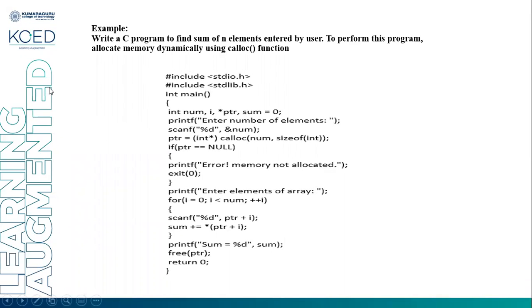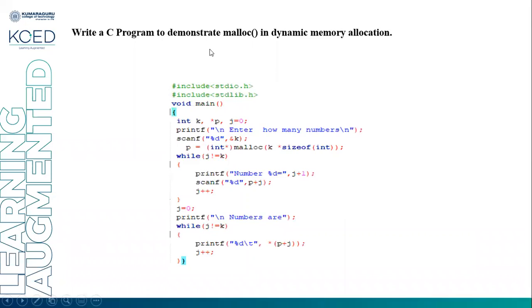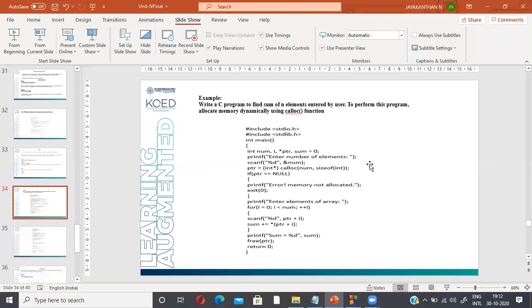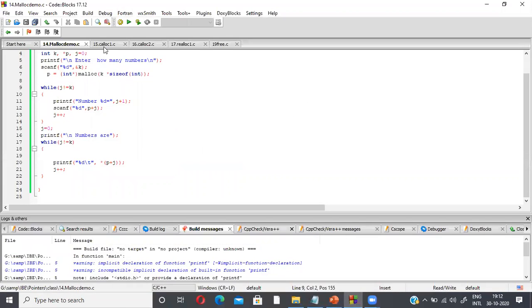Then we'll discuss a program. Let us say program 2, the calloc function. Write a C program to find the sum of elements entered by the user. To perform this program, allocate the memory using the calloc function. You can allocate the memory using calloc, and then you have to perform the sum of the numbers. Okay, we'll see the program.